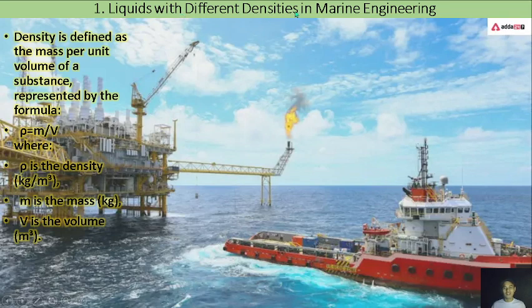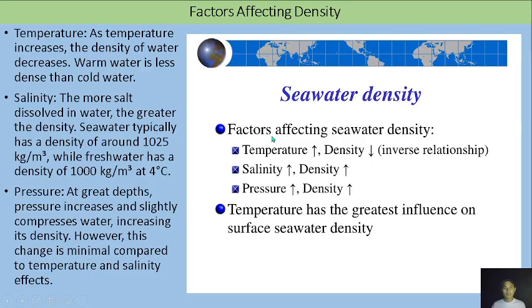Liquids with different densities. Okay, so what is density? Density is defined as the mass per unit volume of a substance, represented by the formula: density is equal to mass over volume. Okay, so what are the factors affecting density? We have temperature. As temperature increases, density decreases, so they have an inverse relationship. With salinity naman, as salinity increases, density increases, and as pressure increases, density increases.